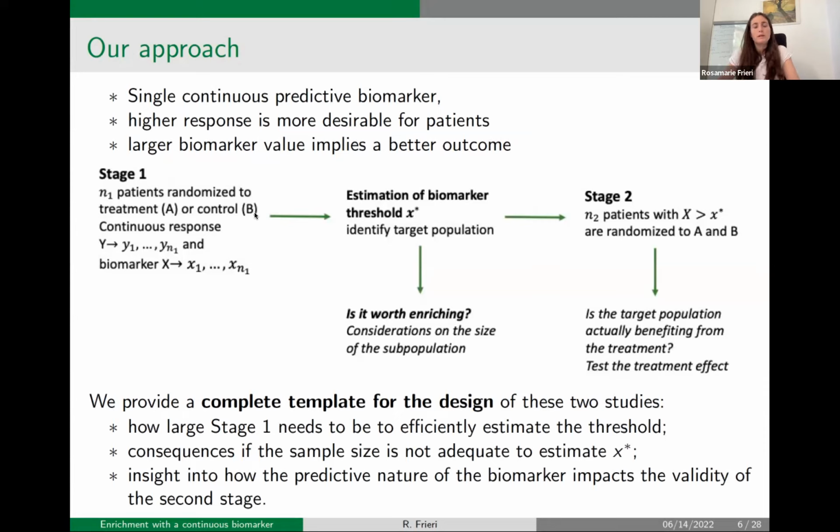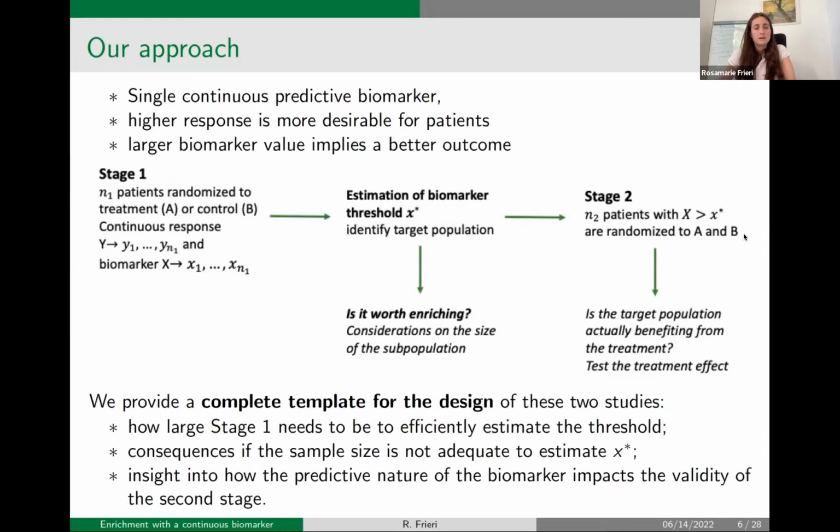After performing stage 1, we can use stage 1 data to estimate the biomarker threshold, and so to identify the target population. Once this is done, we may wonder if the size of the subpopulation is reasonable, and so if it's worth enriching. In the case of a positive answer, we proceed to stage 2. Stage 2 involves N2 patients, but only those with biomarker value greater than the estimated threshold at the end of stage 1. In this case, patients are still randomized to A and B, so treatment and control. At the end of stage 2, we are interested in whether the target population is actually benefiting from the treatment. So at the end of stage 2, we test the treatment effect.